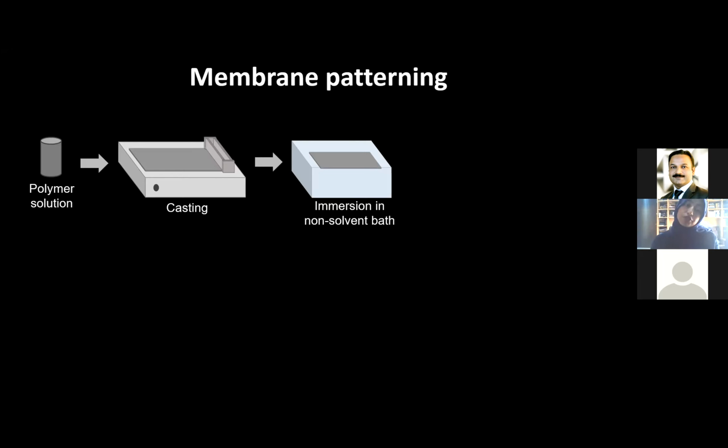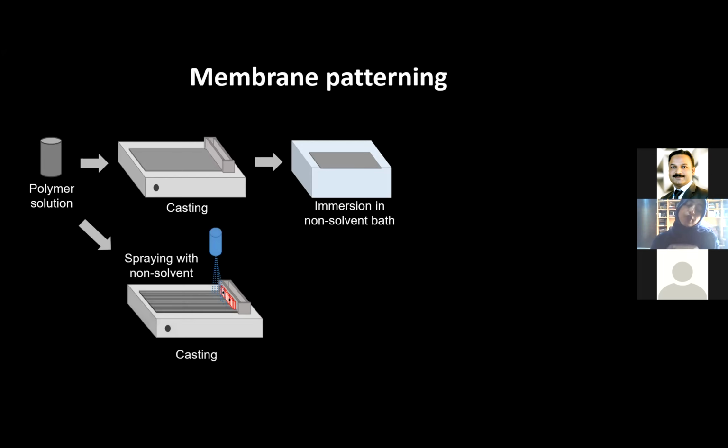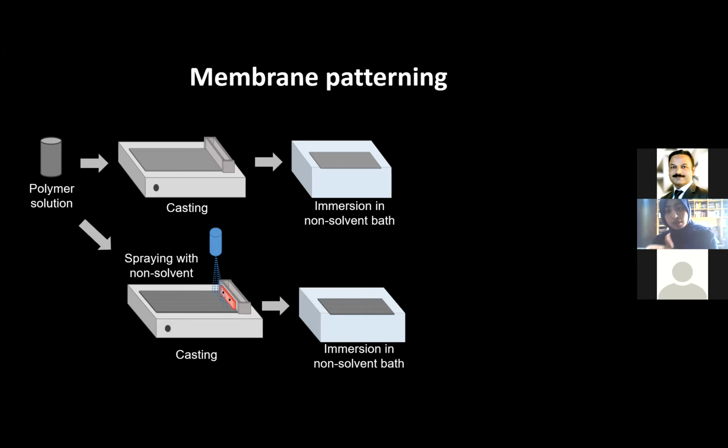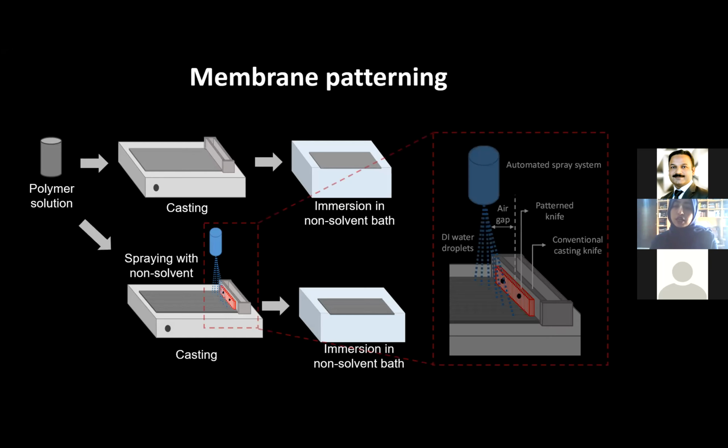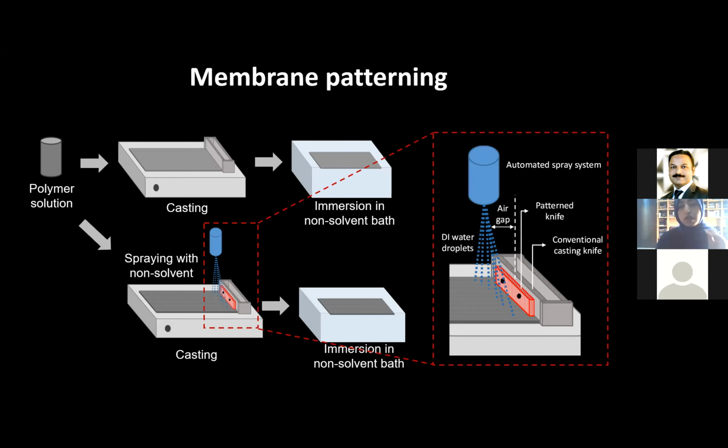But our modification included the addition of a patterned casting knife and spraying the non-solvent, which I'm repeating is the water. After this casting, we then immerse our membrane in the non-solvent bath. If we take a closer look, we could attach the patterned casting knife to the already conventional knife. And as soon as this knife creates these patterns on top of the wet film, we could spray the non-solvent to immediately solidify these patterns. And we termed this method SNIPs.